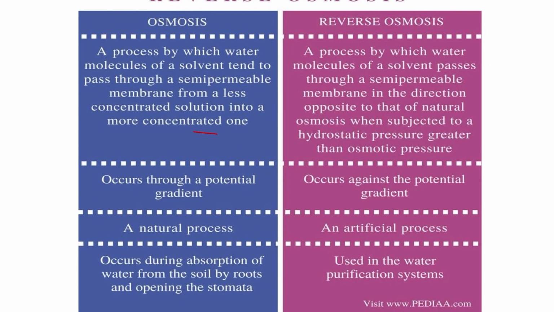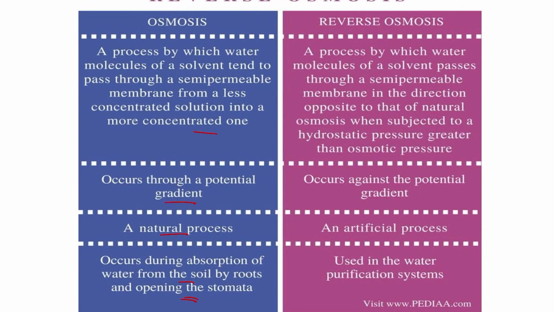So here if we take a solution of water with a salt, the water moves from the lower concentration of salt area towards the higher concentration of salt area. Then this osmosis occurs through a potential gradient. So as per the natural potential gradient, the osmosis works. Then it is a natural process, so you need not supply any energy externally. Then it occurs during absorption of water from soil by roots and opening of the stomata. So this we will discuss in the next slide. We will keep it pending.